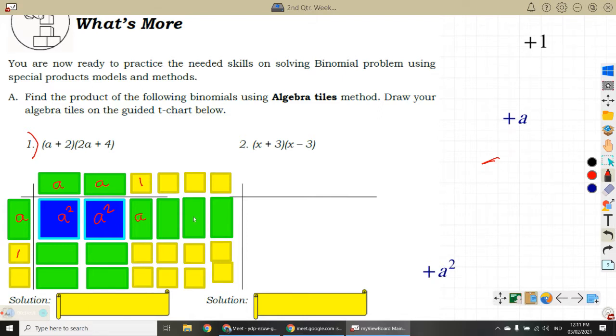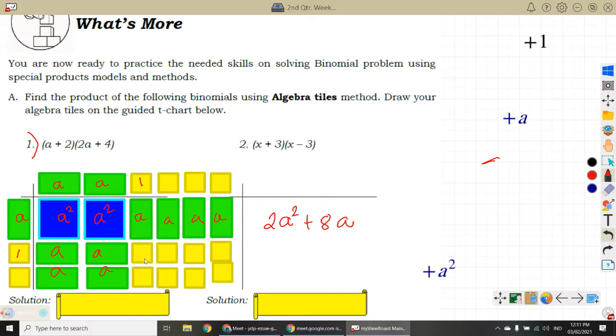A squared, A squared too. Therefore, how many? We have 2 A squared. So, how many A do we have? Those A's there. How many A? Let us count. 1, 2, 3, 4, 5, 6, 7, 8. So, we have 8 A.